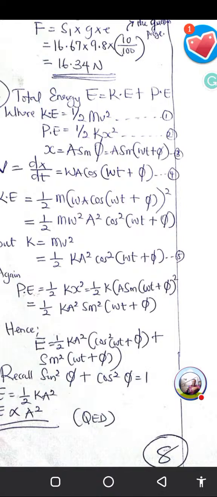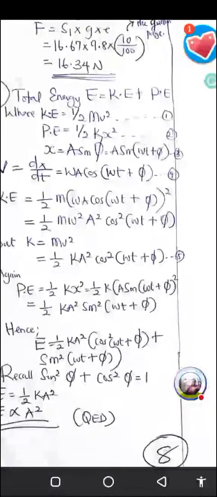Now from the two equations, let's go back. Equation 5 is given as half ka square cos square omega t plus phi, because k is equal to m omega square, from the normal definition of the relationship between k, mass and angular frequency omega. So by the time you do that, the PE and the KE will have a similar arrangement.